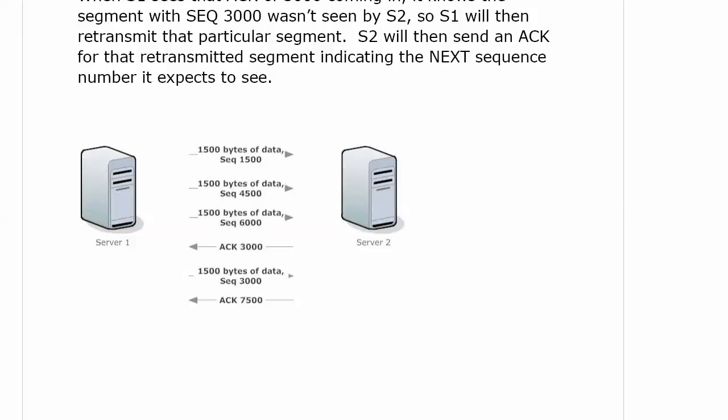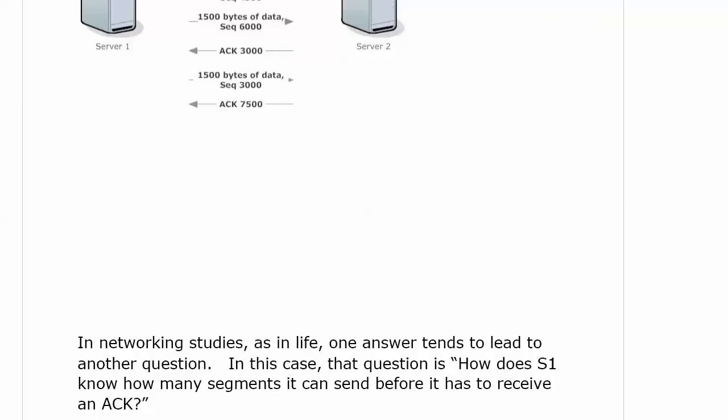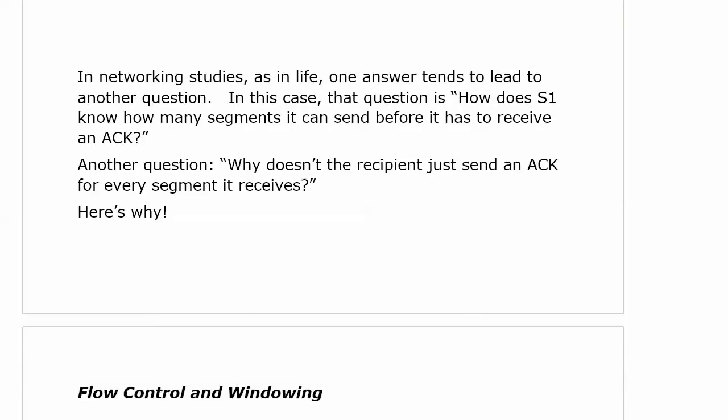The key there is just remembering that the acknowledgement is always going to be saying, here's what I expect to see from you next. Now, in networking studies, as in life, one answer leads to another question. And in this case, the obvious question is, well, how does server 1 know how many segments it can send before it has to receive an ACK? Well, there's another question that kind of comes from that as well. Why doesn't the recipient just send an ACK for every segment it receives? Well, the reasons are flow control and windowing.